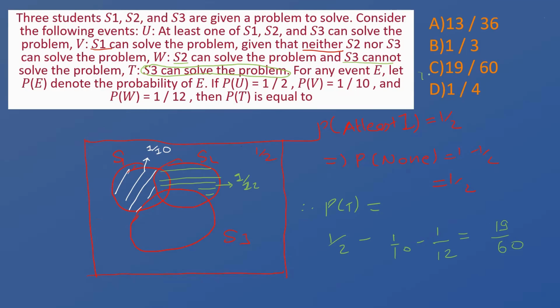And there you go, the final answer is P of T equals 19 by 60.